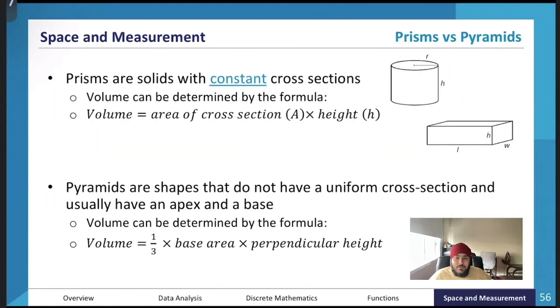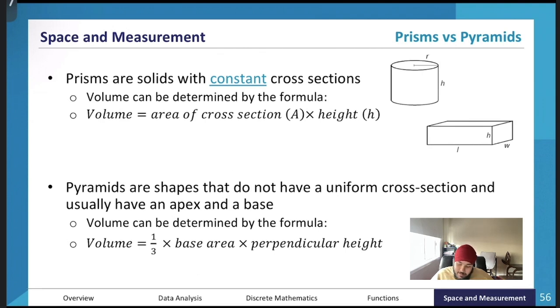Okay, so next let's look at prisms versus pyramids. Also, really, students often confuse these as well. So what is a prism? A prism is an object that has a constant cross section. What that means is you'll have one shape and that shape continues throughout the entire object. For these ones, the volume can be worked out really easily. It's basically just the area of the cross section.